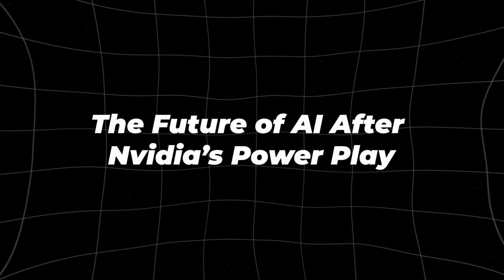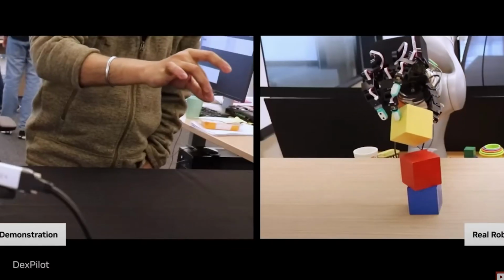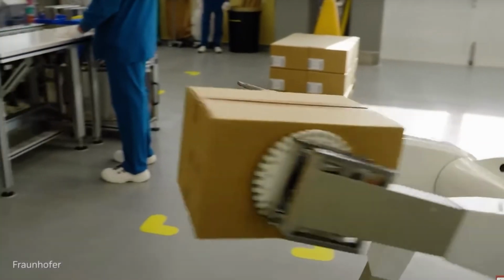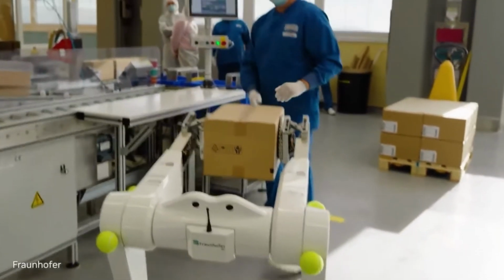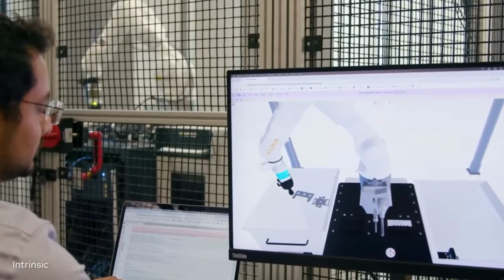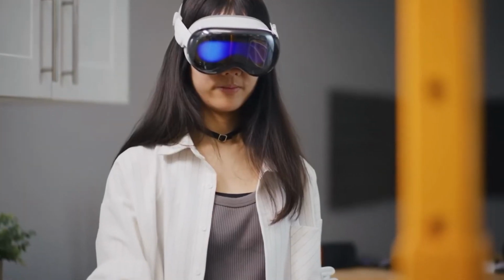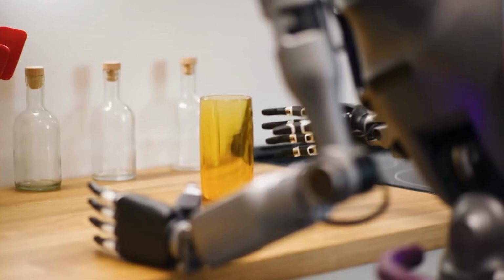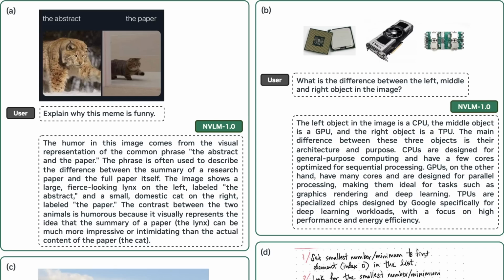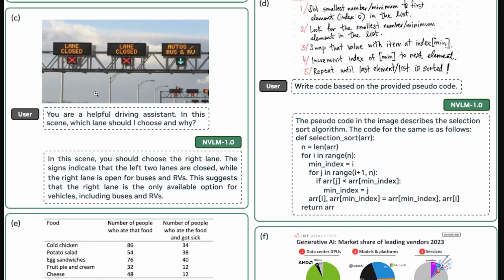The future of AI after Nvidia's power play. Nvidia's decision to release NVLM 1.0 as an open-source model could spark a ripple effect across the entire AI community. By opening up one of the most advanced AI systems to the public, Nvidia is potentially setting the stage for a new wave of collaboration and innovation. Smaller players who couldn't previously afford to experiment with state-of-the-art AI now have access, which could lead to the discovery of new techniques, applications, and breakthroughs.